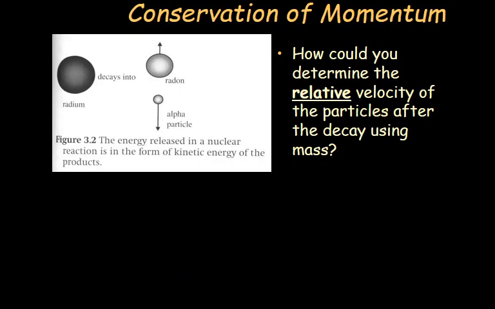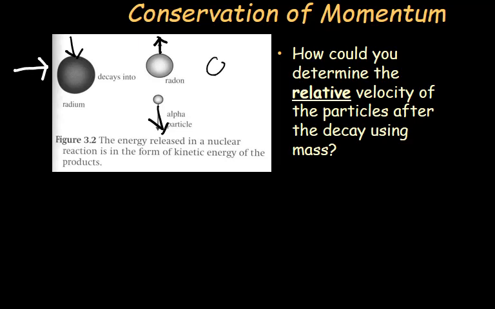So another thing that we can look at is conservation of momentum. And remember, looking at the relative velocity, how could we determine the relative velocity of these particles after they split apart? So here's the radium atom just sitting there, the nucleus, and then it decays into radon, shooting up like this, and the alpha particle, right? So remember, with conservation of momentum, all initial momentum must equal all final momentum. So if the initial momentum is 0, the final must be 0, right?